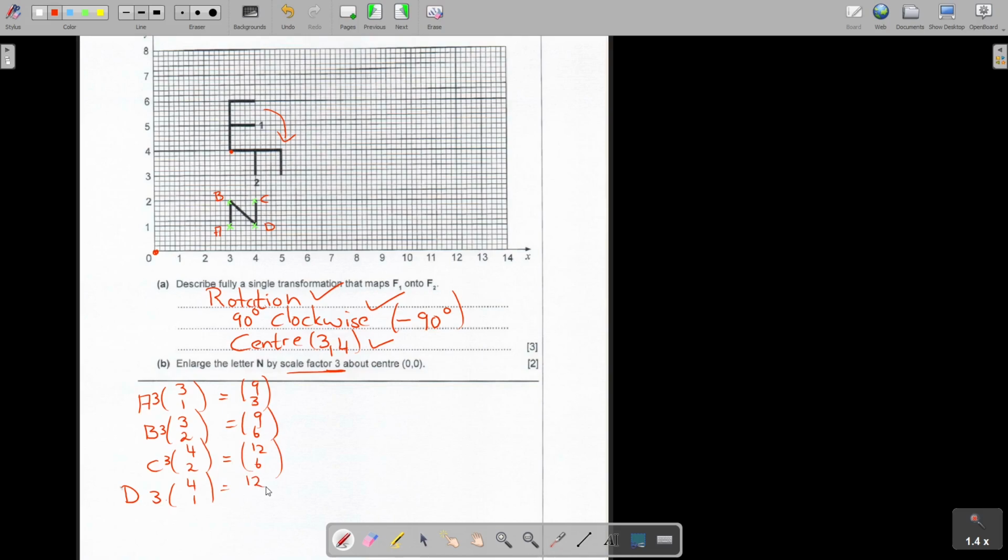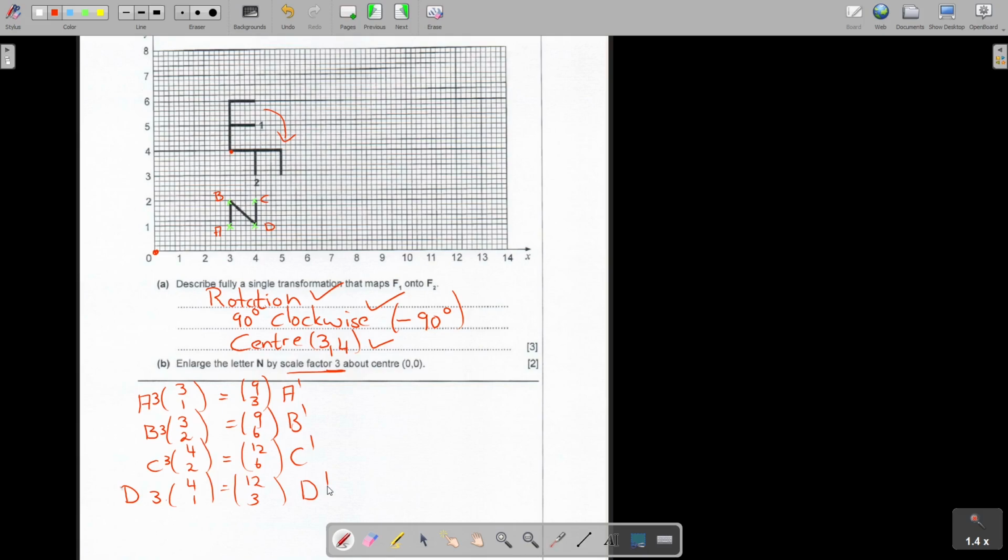So basically, I'm going to make the points. This is A dash, this is B dash, C dash, D dash. Okay, so let's start from the origin. So I'm going 9 and I'm going 3.